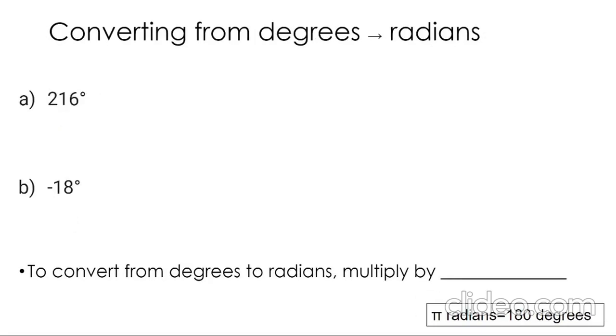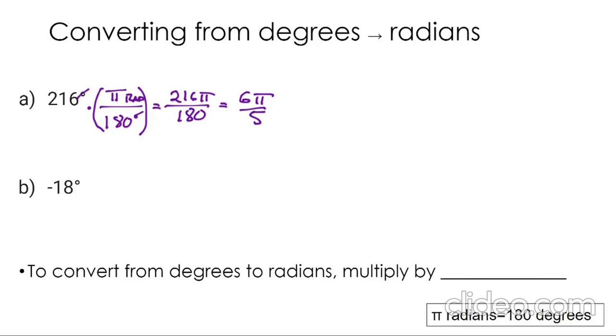Now, let's convert from degrees to radians. Let's go the other way. And so you might be predicting what we're going to do here. So we're still going to multiply by that form of 1, but now I want the degrees to cancel out. So I'm going to multiply by pi radians over 180 degrees. And so when I multiply straight across, the degrees are going to cancel, and you end up with 216 pi over 180. That is actually going to simplify to 6 pi over 5 radians.